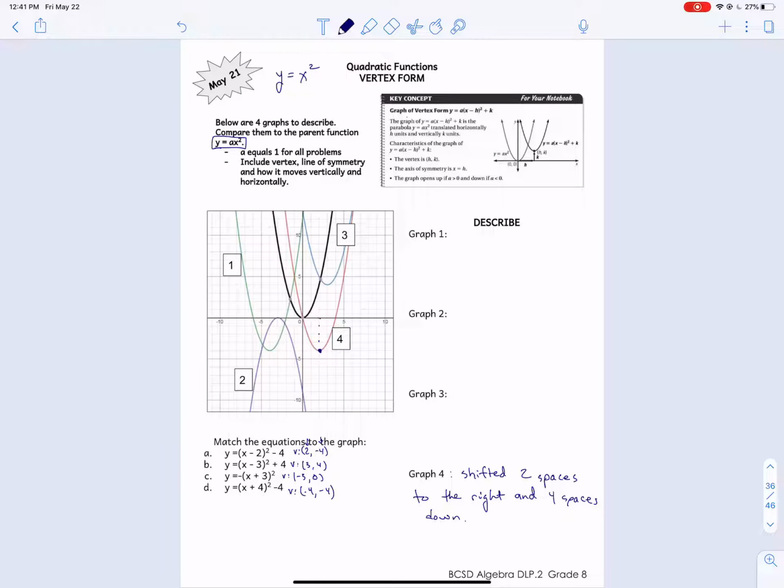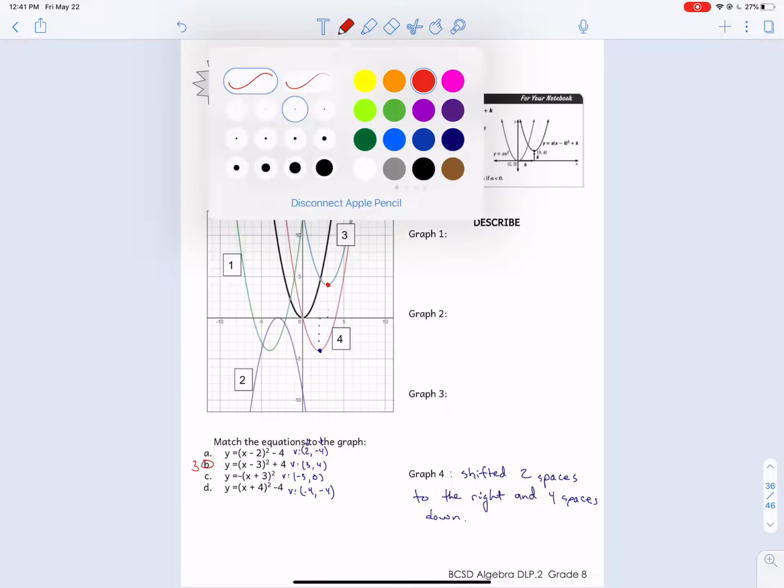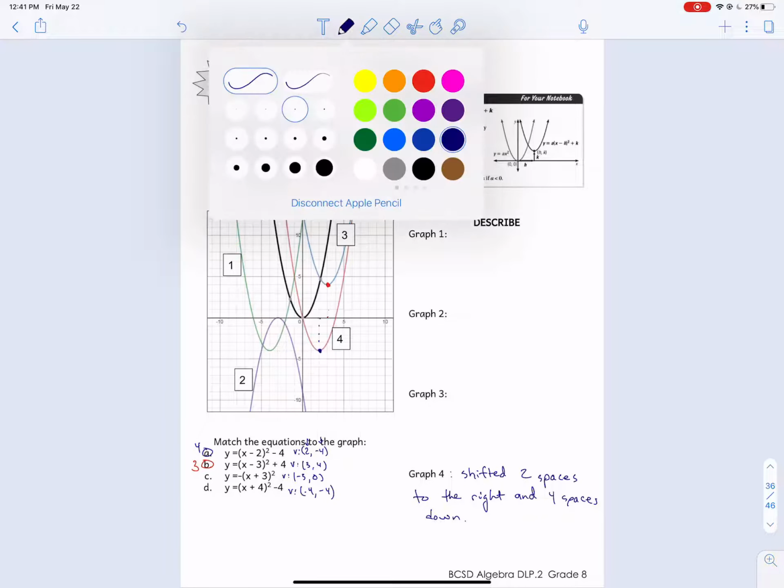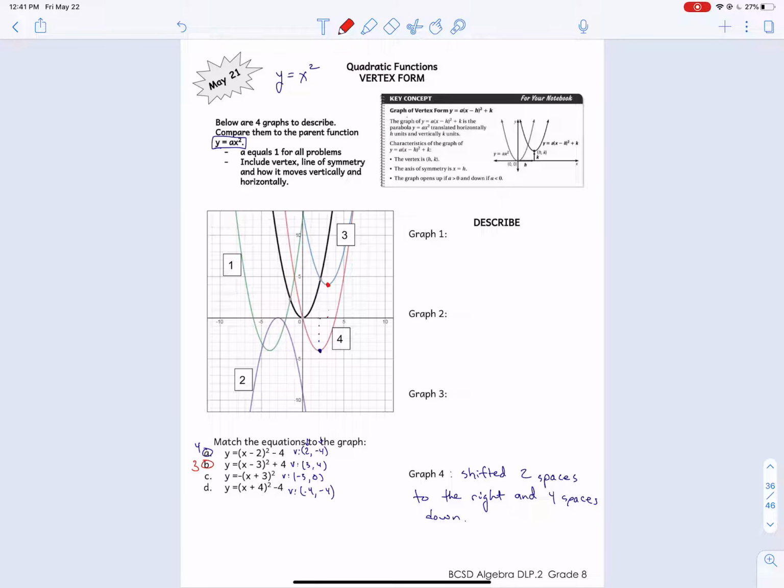All right, next one. Let's use a different color. All right, so vertex is at 3 comma 4. So that's got to be this one, number 3. So this was number 3, and this was number 4. Okay, so number 3, how did that change? So we shifted 3 right and 4 up.